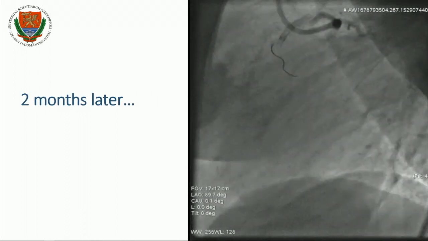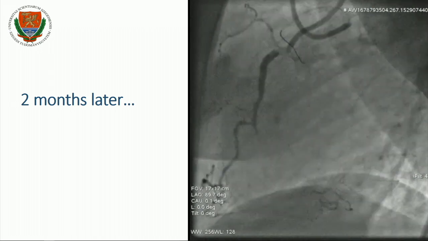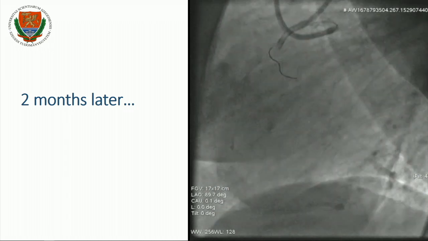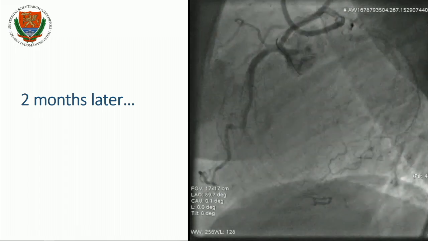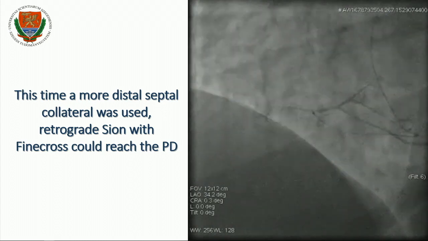So 2 months later, the patient presented again, and her angina didn't improve. She still had very severe symptoms, so we decided to go for a second attempt. The lesion looks the same as in the control angio of the last procedure. So this time we went straight retrograde.